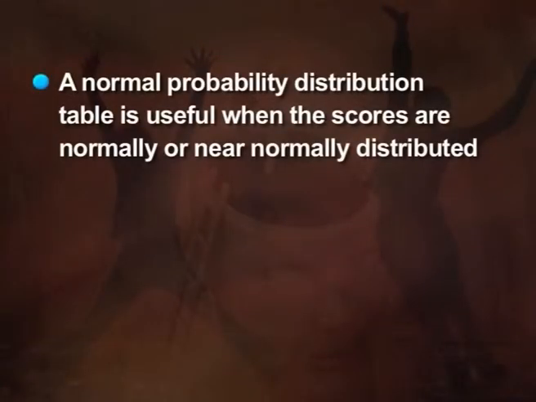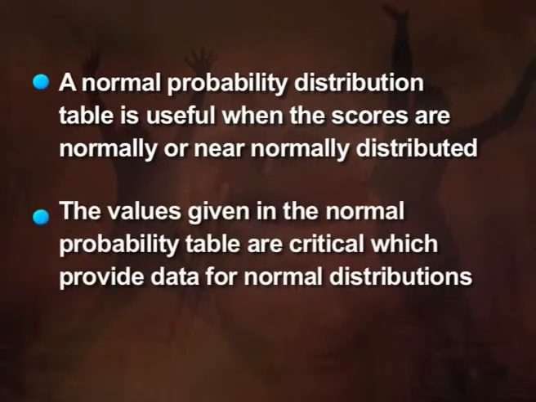When the data has been distributed on the graph and we have found that the sample is normally distributed, then we interpret the data in the following way. We can see it from the slide. A normal probability distribution table is useful when the scores are normally or near normally distributed. The values given in the normal probability table are critical, which provide data for normal distribution.